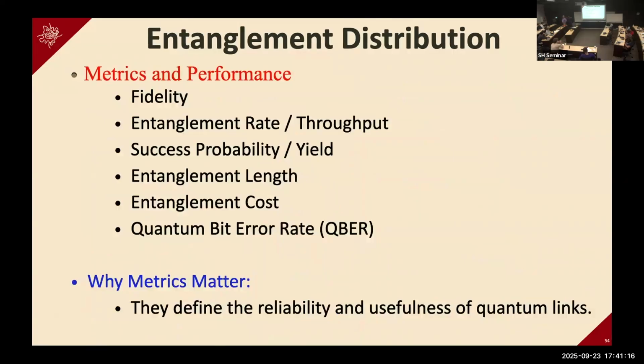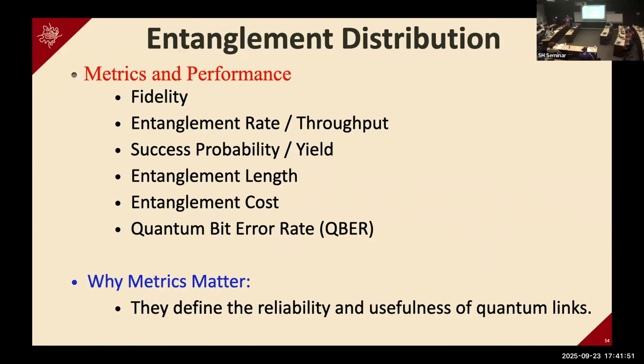Metrics, performance. What do I want? What do you want? A shopping list. Fidelity. Entanglement rate, throughput. Success probability, yield. Entanglement length, the maximum length at which I can distribute entanglement. Entanglement cost, Q bar.